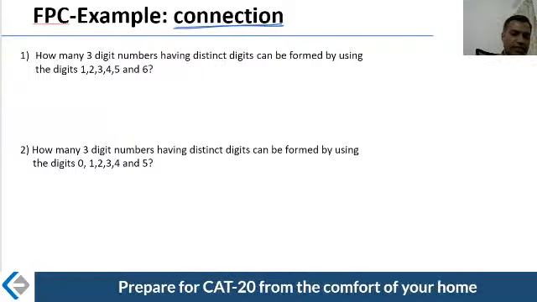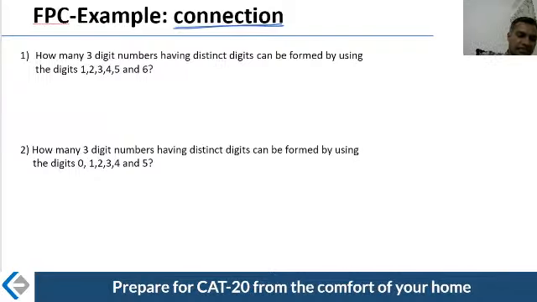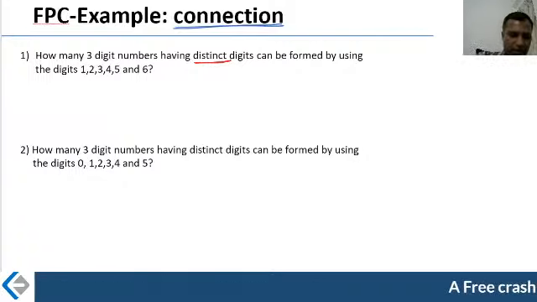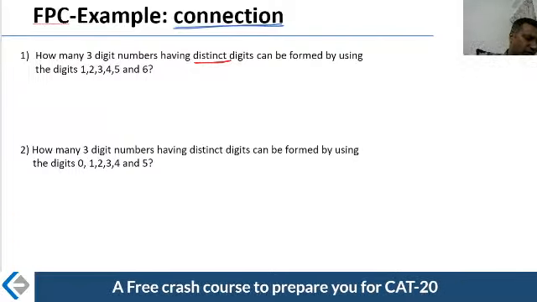How many three-digit numbers having distinct digits can be formed by using the digits 1, 2, 3, 4, 5, and 6? It's a pretty similar question to the one we did in the beginning, but I am introducing this word, distinct digit. Now I'm introducing a word that wasn't there so far. This time the repetition is not allowed.